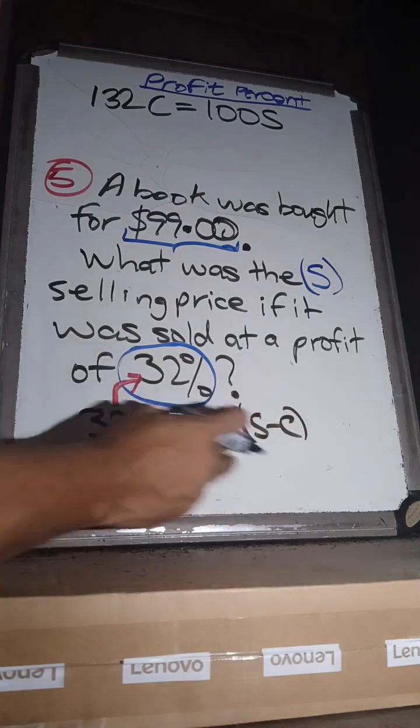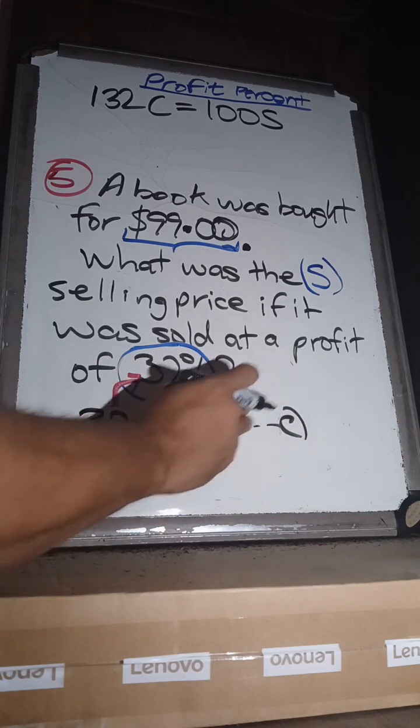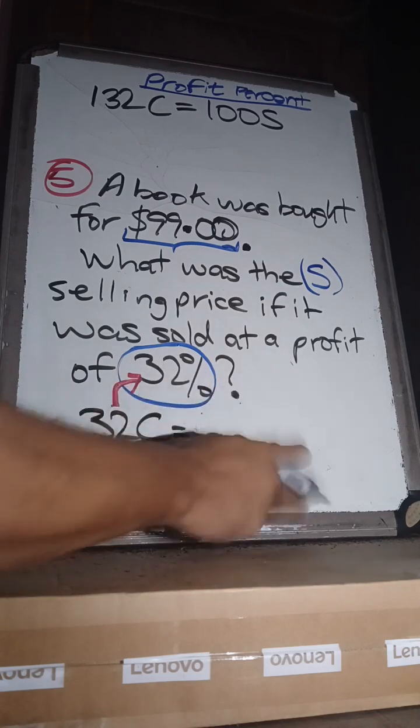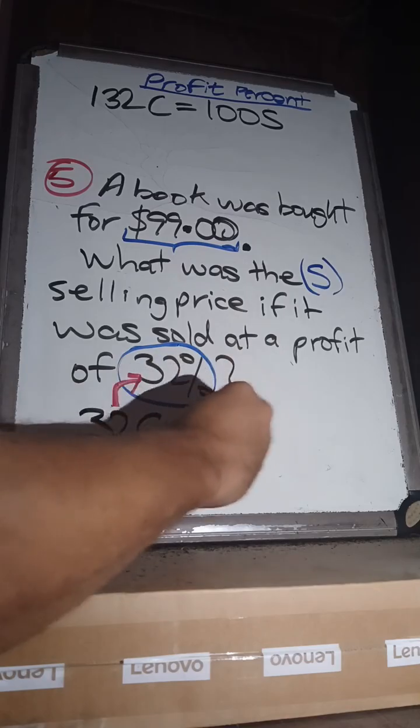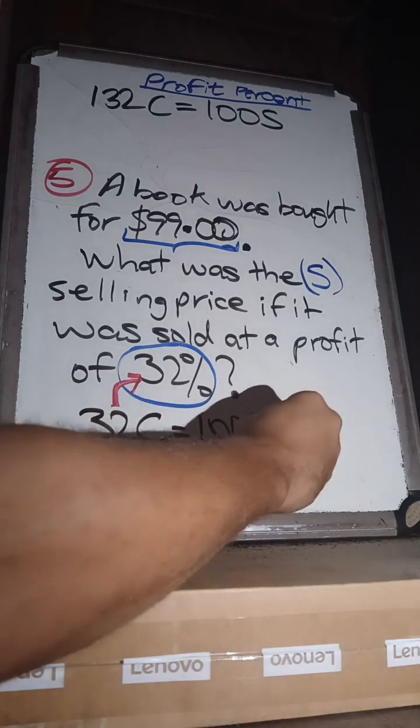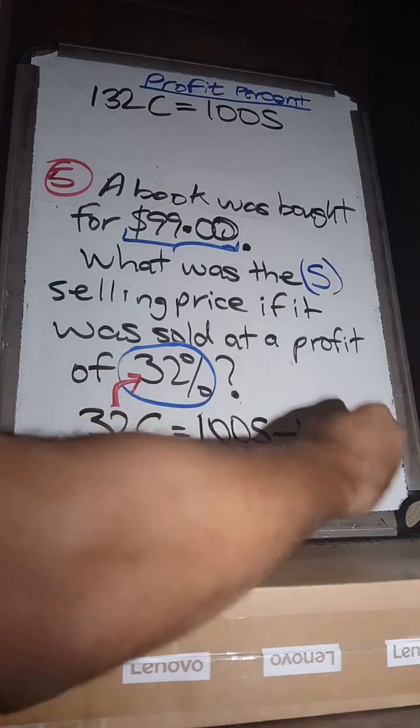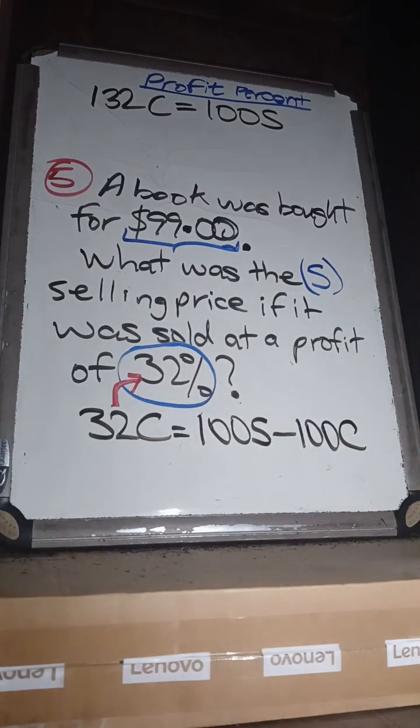Now you do the distribution, you have 100S minus 100C. So let's not waste any time with that. We know what's going to happen there. We're going to have 100S minus 100C.